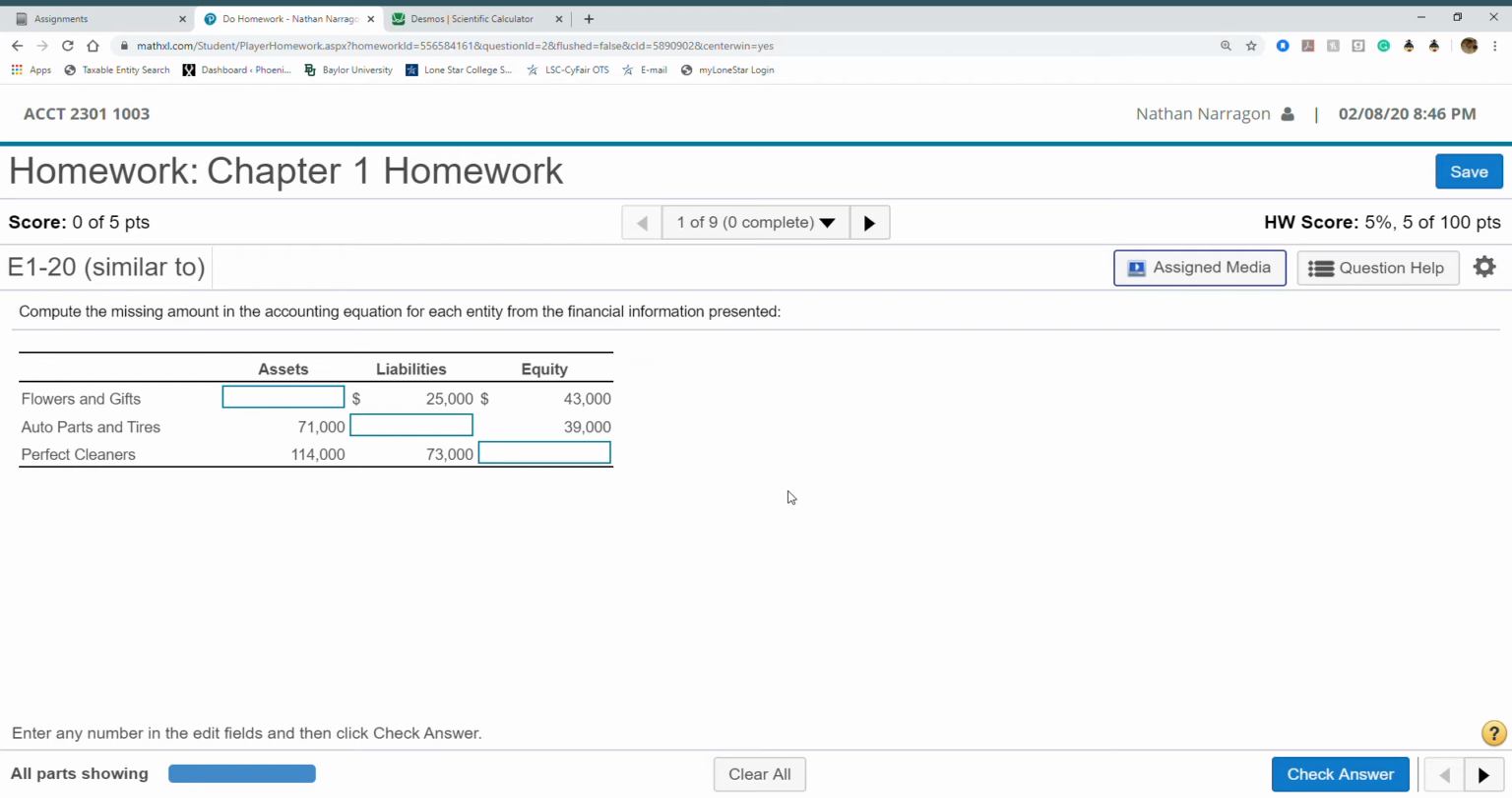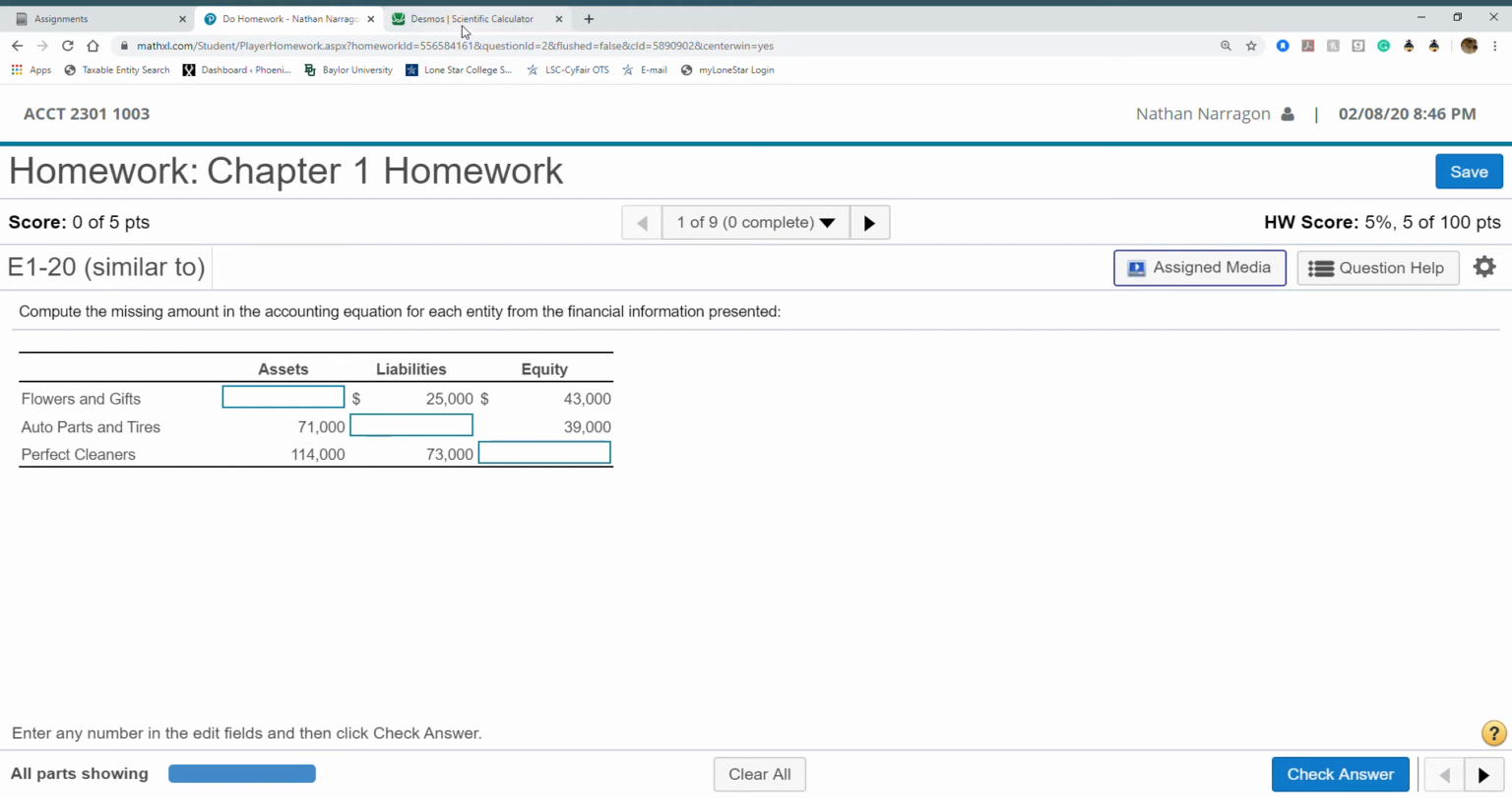So first off, let me see if I can make this a little bit bigger. This is question number 1, and this is really getting you back into the accounting equation. So remember, the accounting equation is assets equal liabilities plus equity. So all you're doing is trying to find the missing variable.